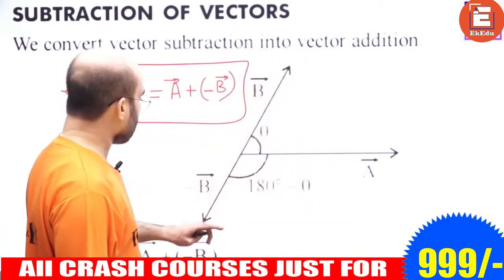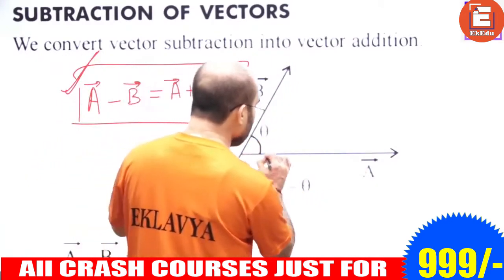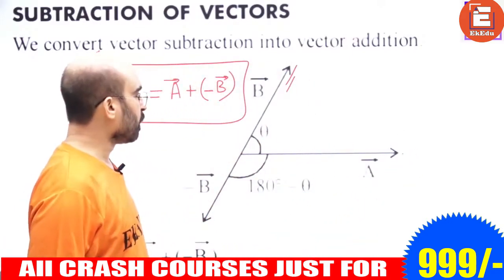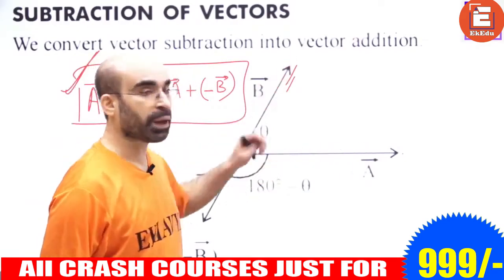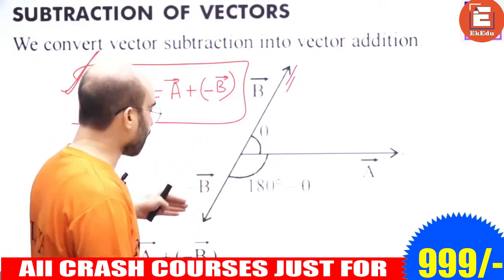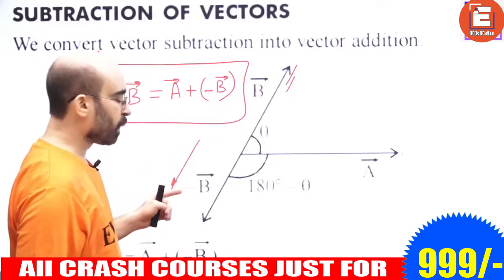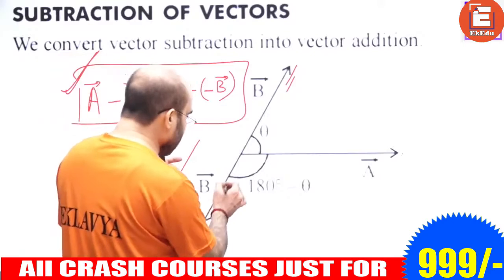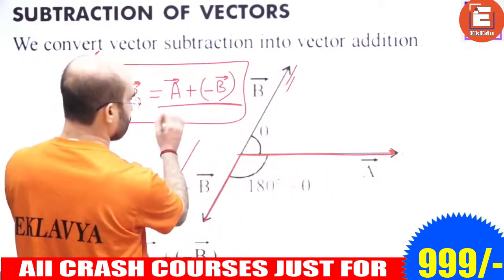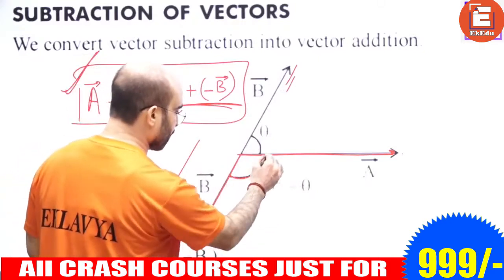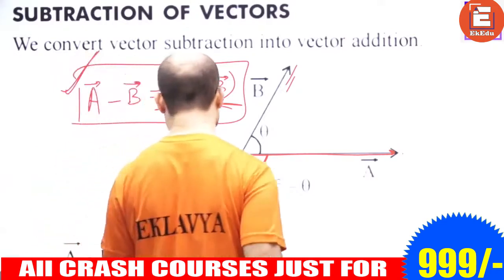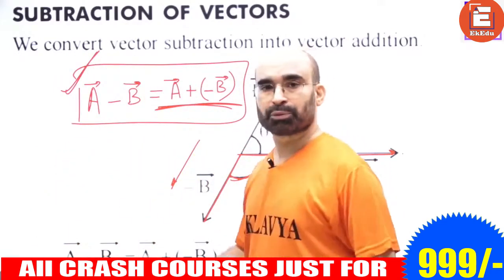What is this? This is vector A, right? This is vector A and this is vector B. Now negative of the vector B would be here, in this direction, right? The angle between these two vectors, which we are supposed to find out, will be 180 minus theta. This is what we need to do.